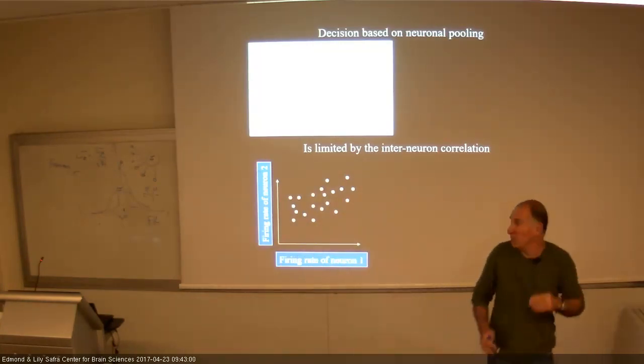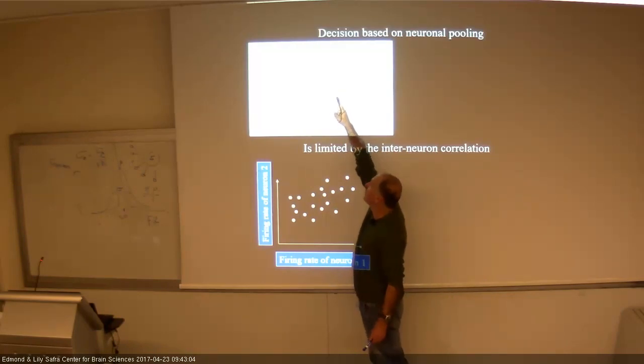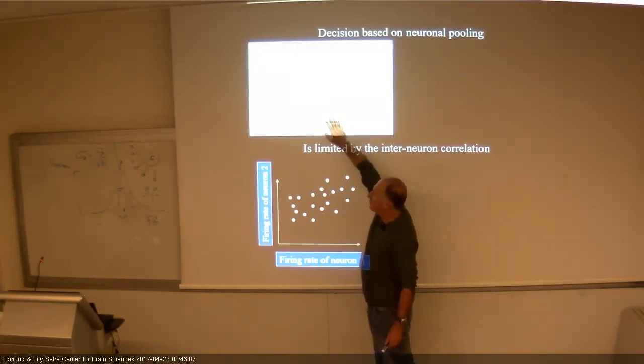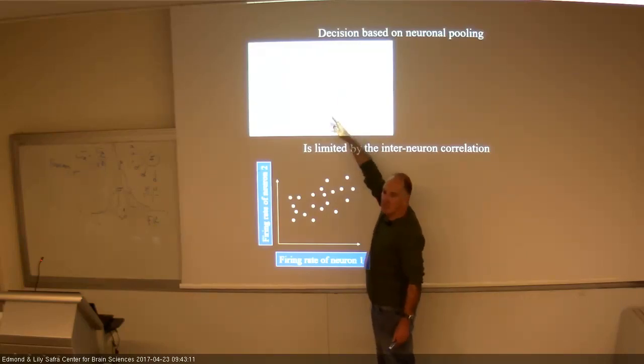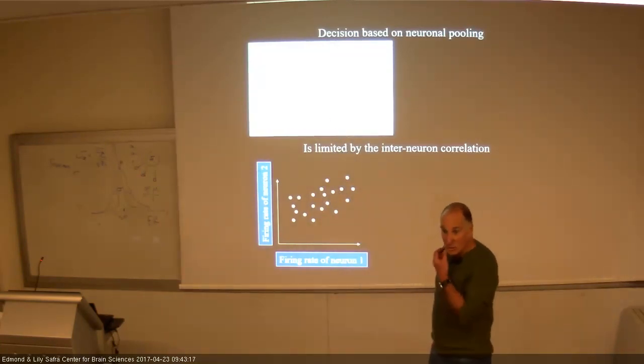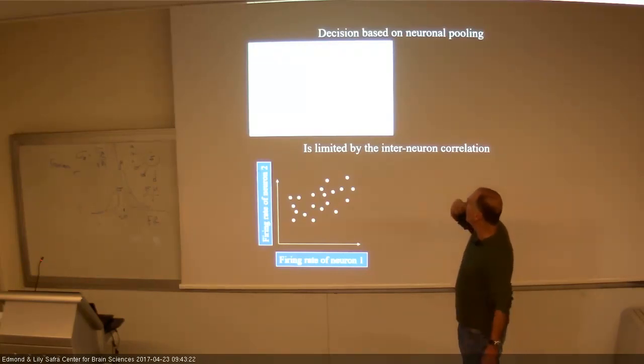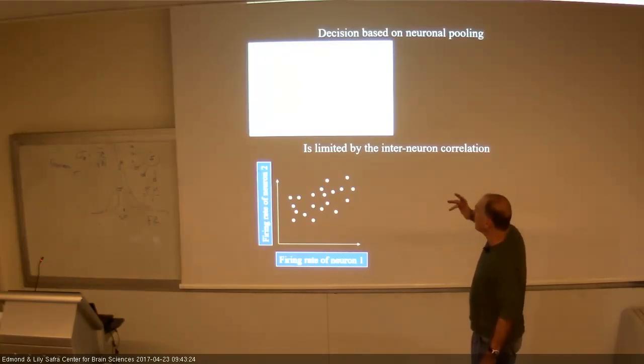It's very simple. You just compare the output of something that sums up the information from the upward cells with another neuron that sums up the information from the downward cells. If this one is bigger than that, then upward. If this one's bigger than that, then downward, right? So it's a toy model to think about this in terms of pooling information from many, many neurons.